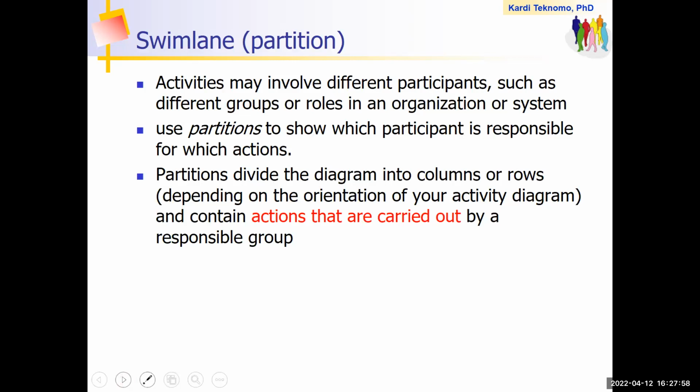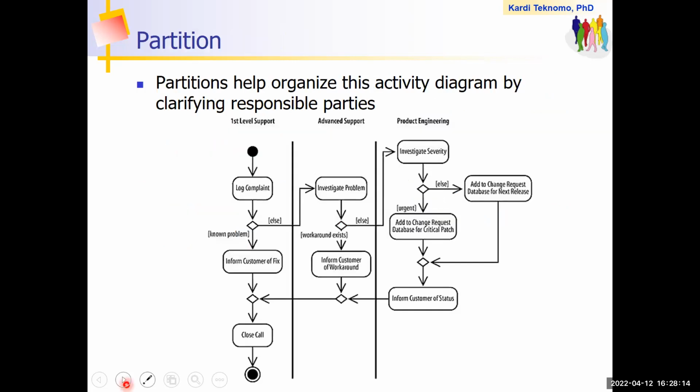Okay. Now, in activity diagrams, we can also partition into what is called swim lanes. So you divide the diagram into columns or rows, and then you can group them depending on the responsible group. This is an example. Again, this is a business model instead of a program.